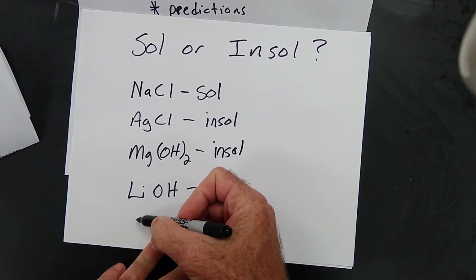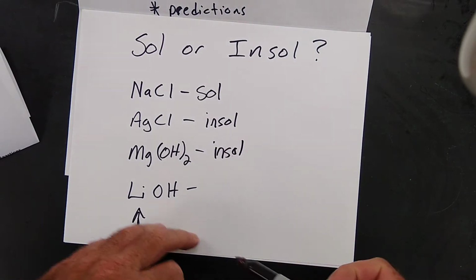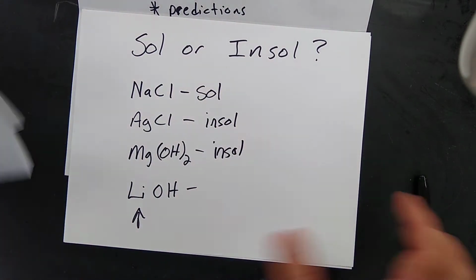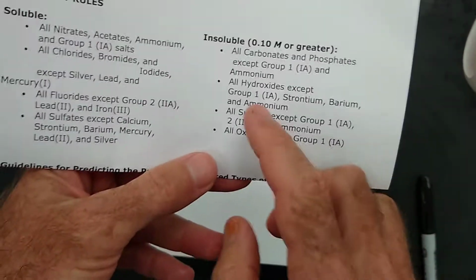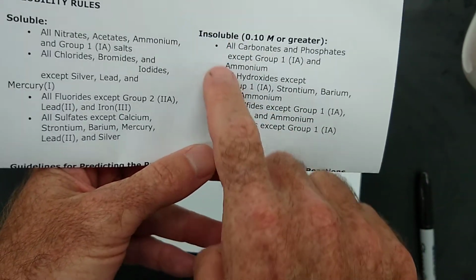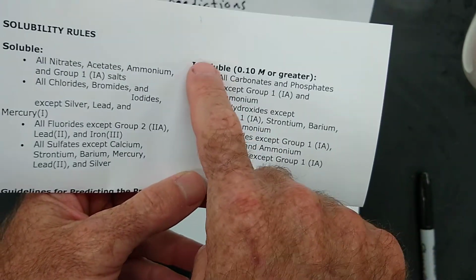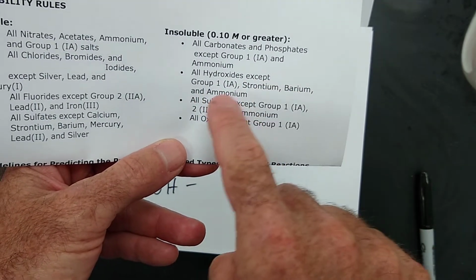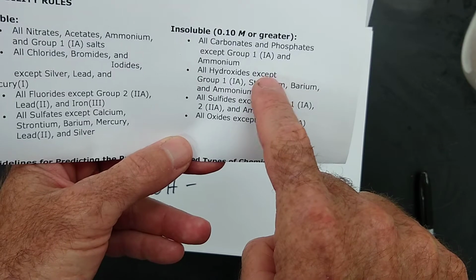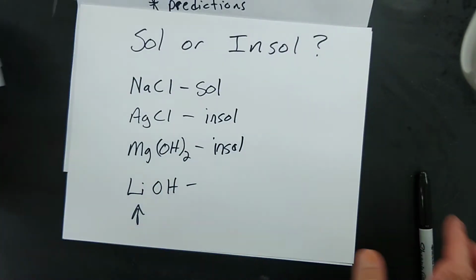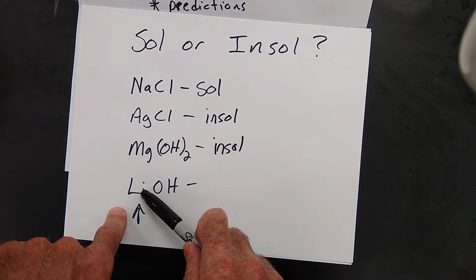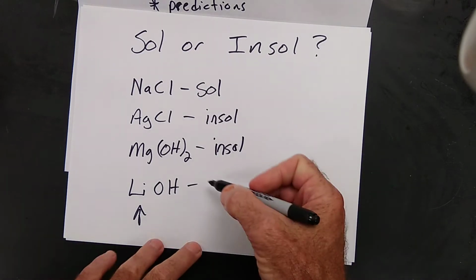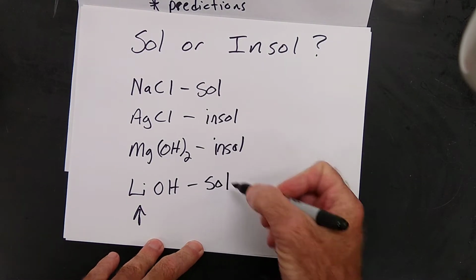But again, let's look at lithium hydroxide. All hydroxides are insoluble except group 1, strontium, barium, and ammonium. Except group 1. Well, guess what? Lithium is a group 1 hydroxide. So this is going to be actually soluble.